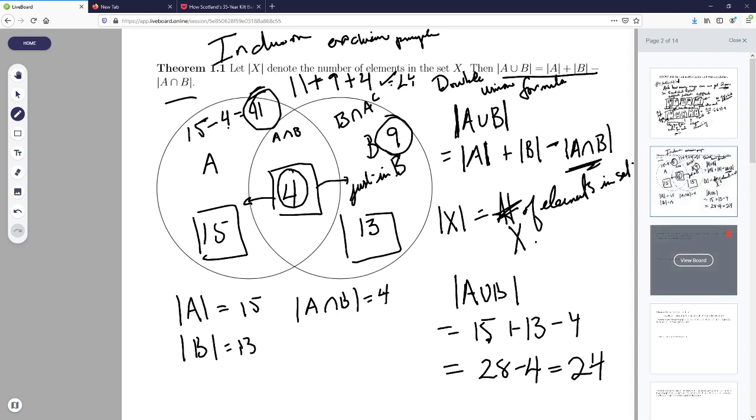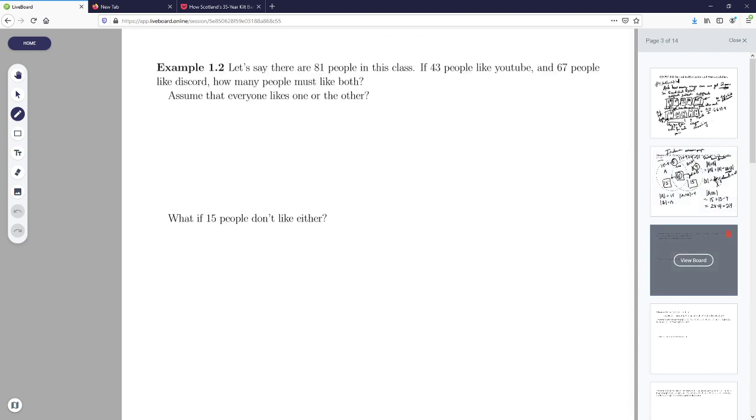So let's apply the double union formula to a silly question. There are 81 people in this class. Not quite that many on the stream right now. Those who missed the stream are missing out. Let's say that 43 people like YouTube, and 67 people like Discord. So this is just absolute, the number of people, not percentages.